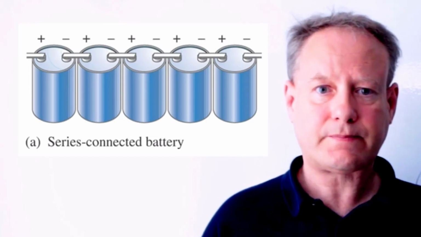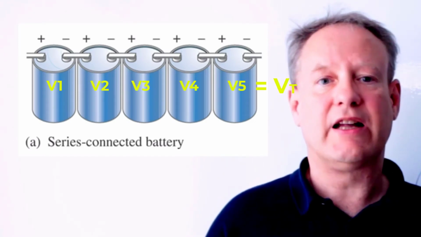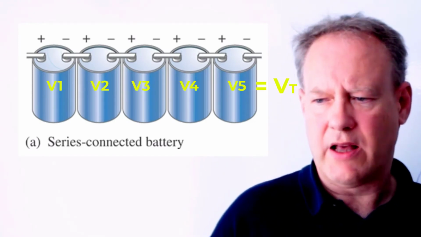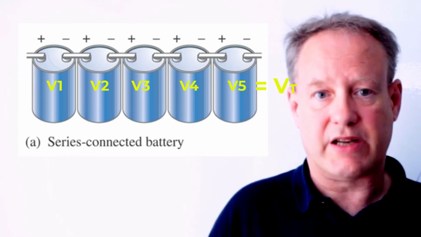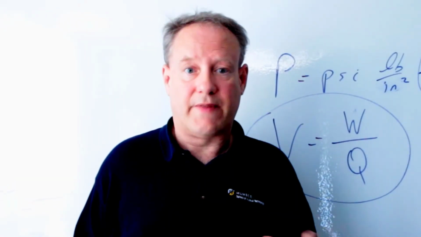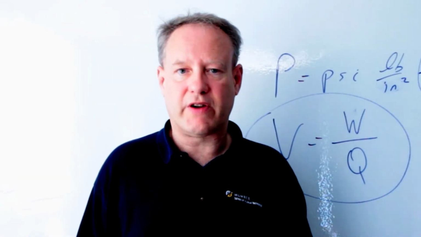So if I go back and take a look at this series circuit, let's say each one of those was 1 volt. Now what I've got is 5 volts coming out of that, because each one is adding up. Okay, so that's kind of cool. Those are batteries, those are two different kinds of connections.